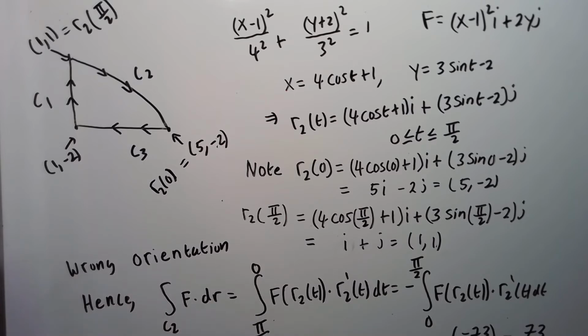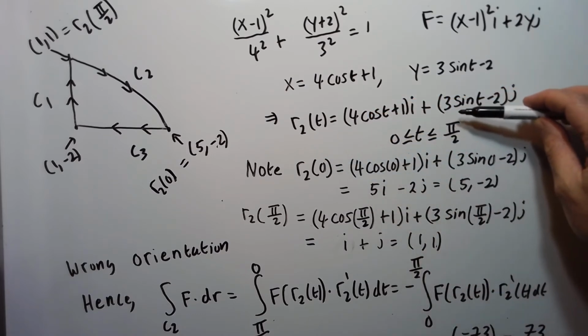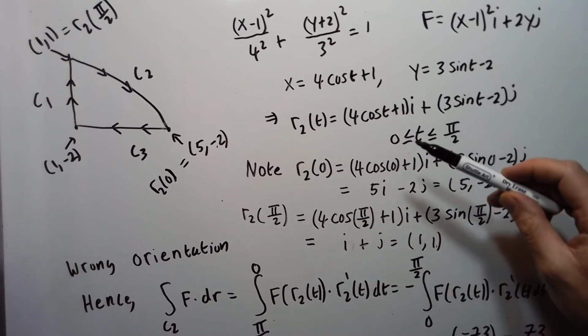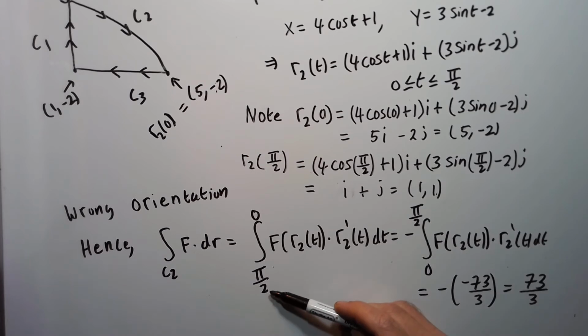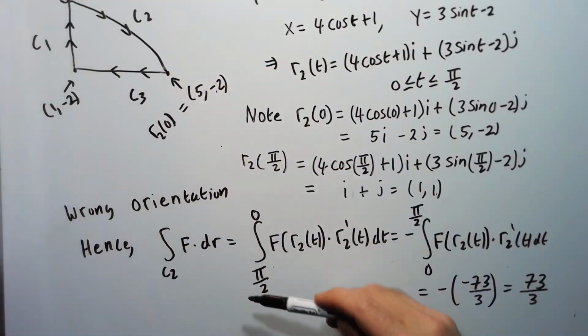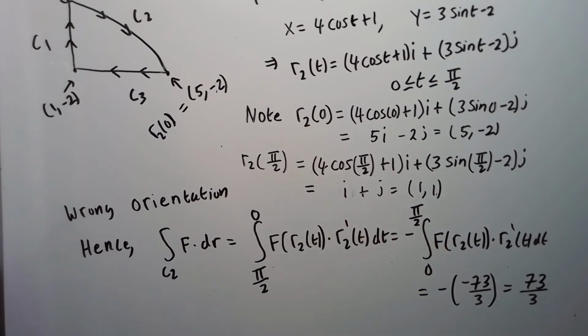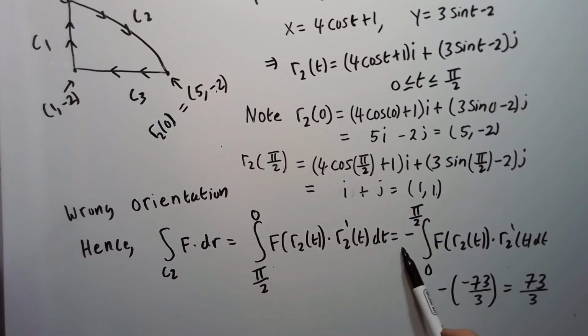To fix it, for the integral over C2 of my F dot dr, doing this line integral, to fix the orientation from our R2, the way we parameterized it, instead of going from 0 to pi over 2, we can go from pi over 2 to 0. That would fix it, because then pi over 2 would be starting here and 0 would be ending here. So it'd be going this way, from pi over 2 to 0. It'd be the same integrand inside here then.